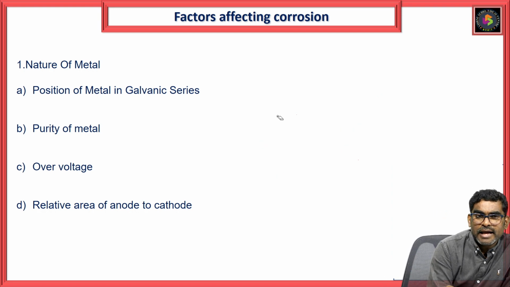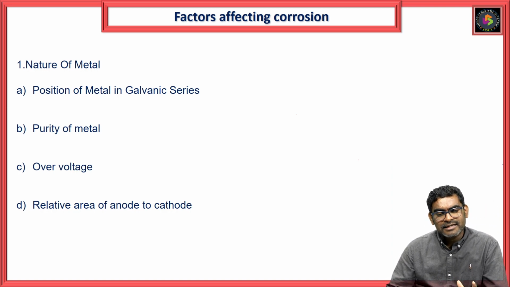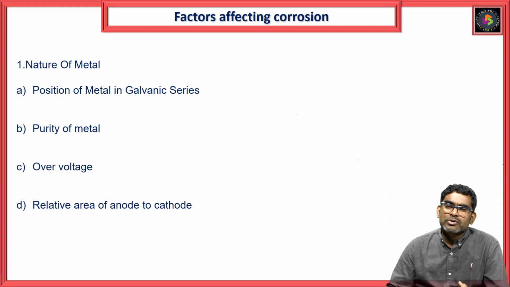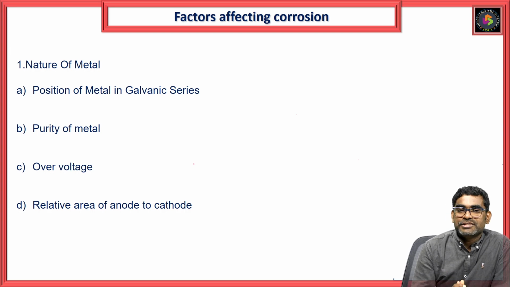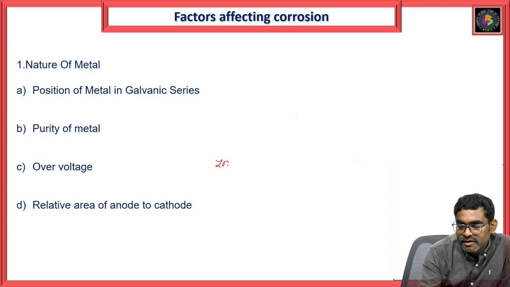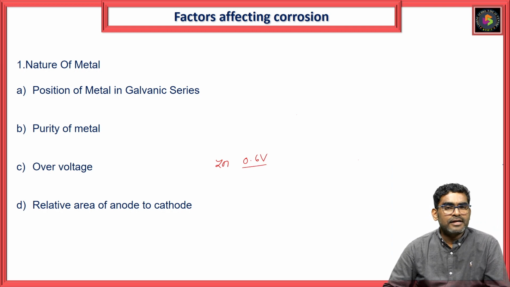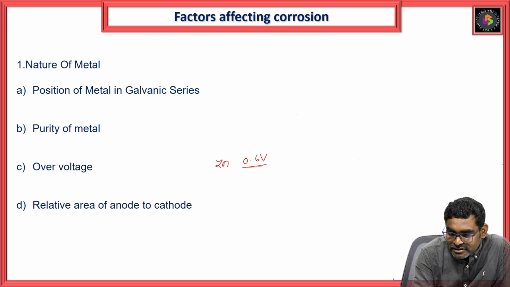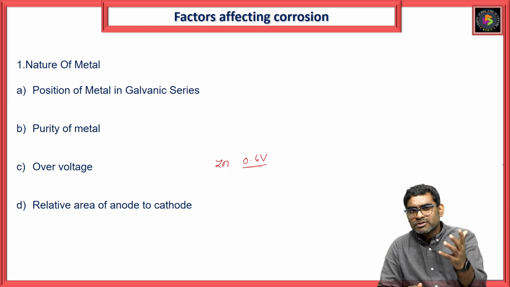See, overvoltage. Any particular metal inherently contains some potential. So potential will obviously be measured in volts, so we are calling it voltage. Suppose I have a zinc. Assume this zinc is having an overvoltage of 0.6 volt. Now this zinc was placed in a natural environment. First, whatever overvoltage it is having, this overvoltage protects this zinc from undergoing corrosion. Immediately corrosion doesn't happen. Why?